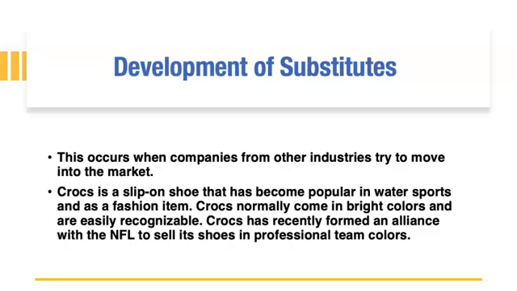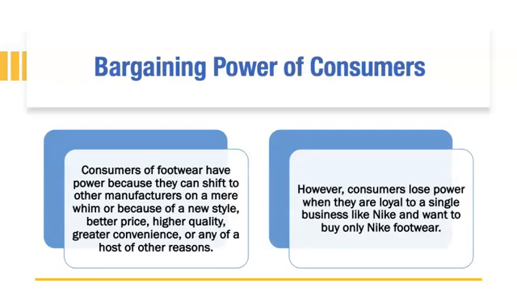So how do you develop them? Obviously, when a company tries to move into the market, you do your research, you plan for these things to happen, right? Your book will talk about the Crocs. I don't know if you all have Crocs, but obviously they've just most recently formed an alliance with the NFL and NCAA to have Crocs that are team related. So that's how they substituted, so to speak, and planned and had a different product. Now, the bargaining power of consumers, this is tricky.